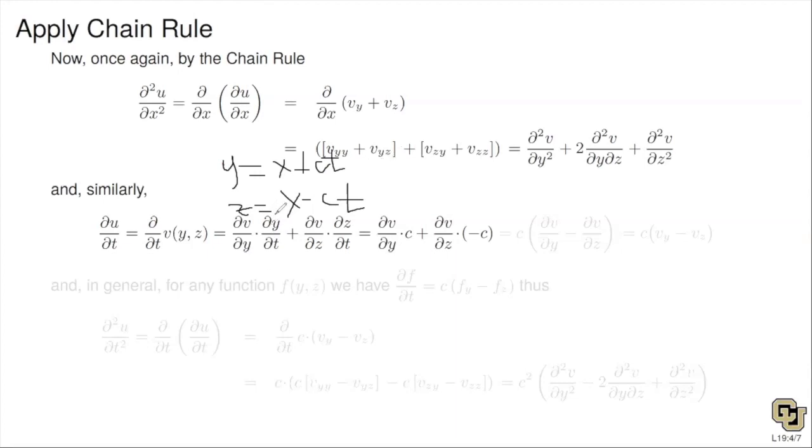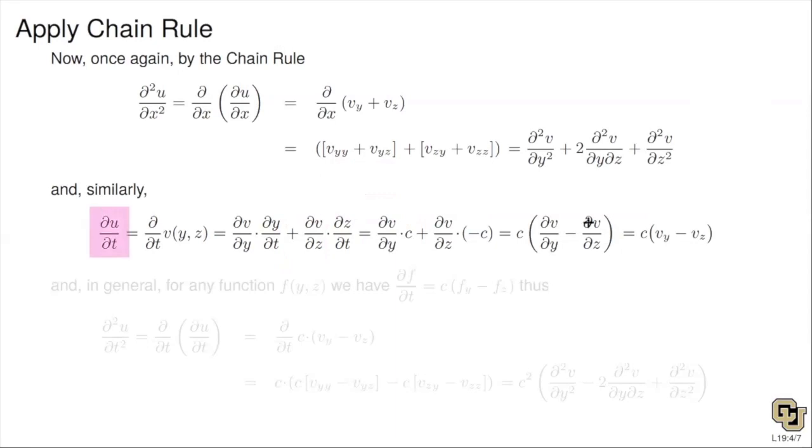So here, partial y, partial t. So this term right here, let me do a different color. Partial y, partial t, take the derivative of this with respect to t, you get c. And here, partial z, partial t, take the derivative of x minus ct with respect to t, you get minus c here. And now c is a common term, so let me factor out the c. And here I'll use this alternate notation. So now what we've successfully done is we found the partial of u with respect to t in terms of this new representation, in terms of the new y and z variables.